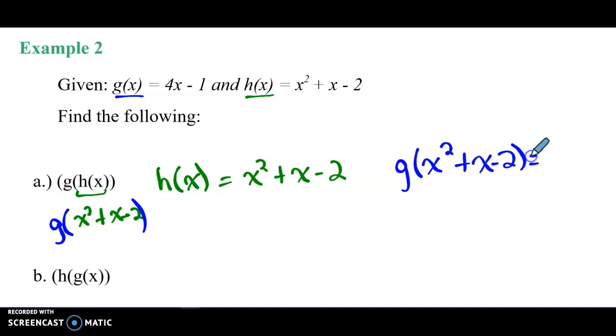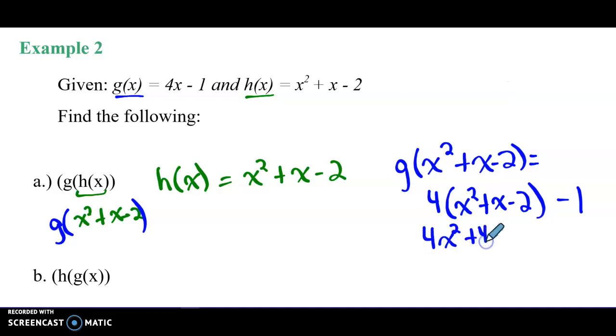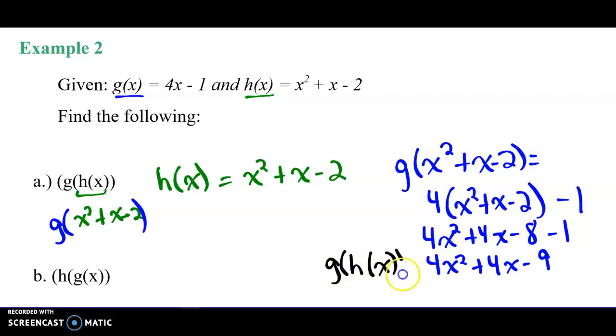So wherever I see my x, I'm going to replace it with x squared plus x minus 2, and then continue with minus 1. So we're going to use the distributive property in this case. We multiply, we have 4x squared. 4 times x is 4x, and 4 times negative 2 is minus 8. Minus 1. Combining terms, negative 8 and negative 1, we have minus 9. So there is our composition g h of x.